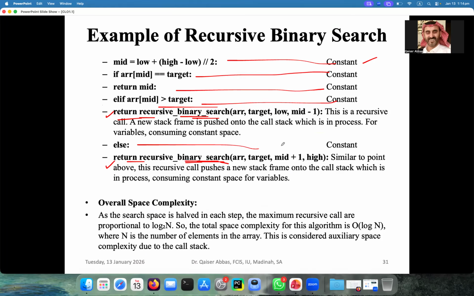So for this else, it is constant, but for these things, 5 is the size of the array, which is reducing into half, which is 2 or 3 due to these recursive calls. Then what is the auxiliary space complexity of this algorithm?